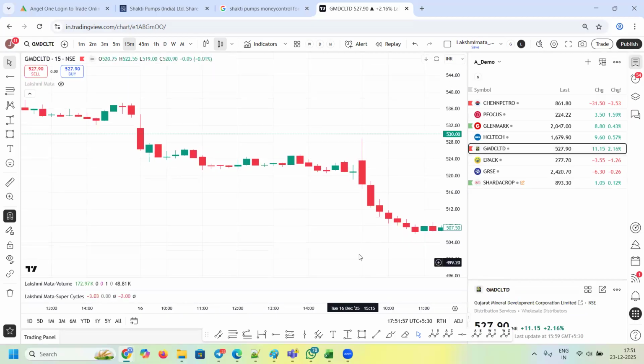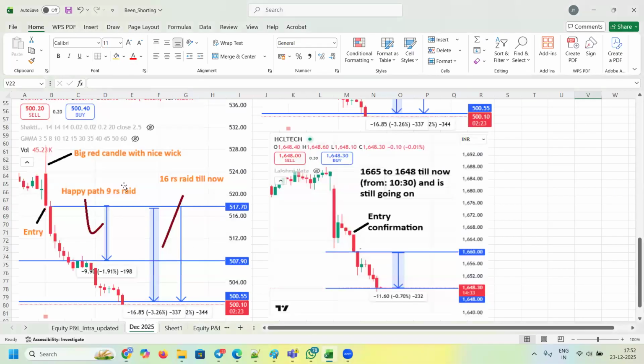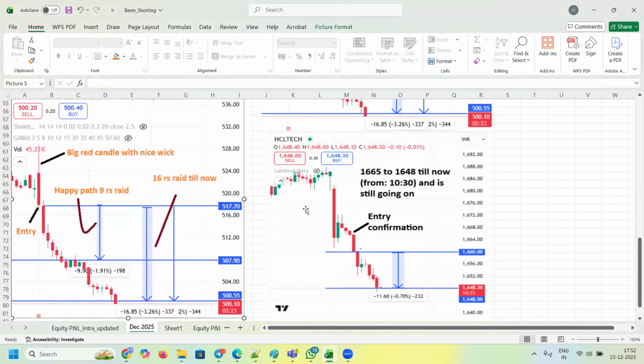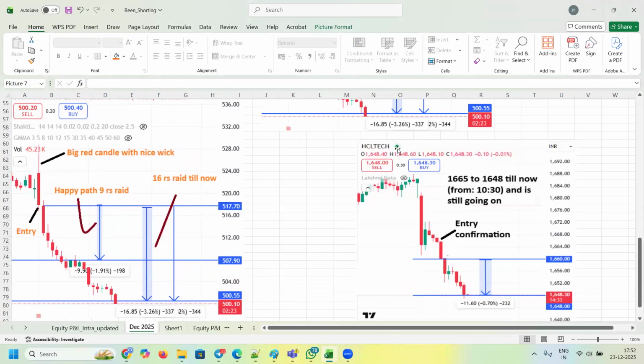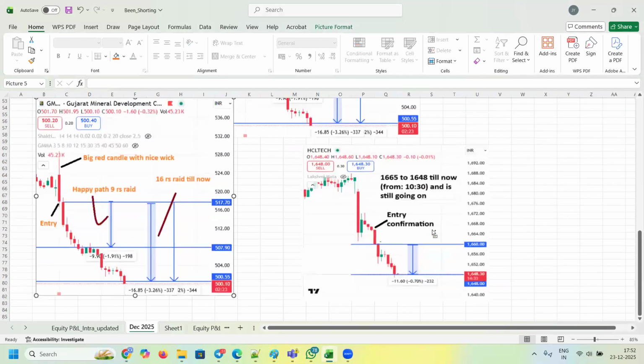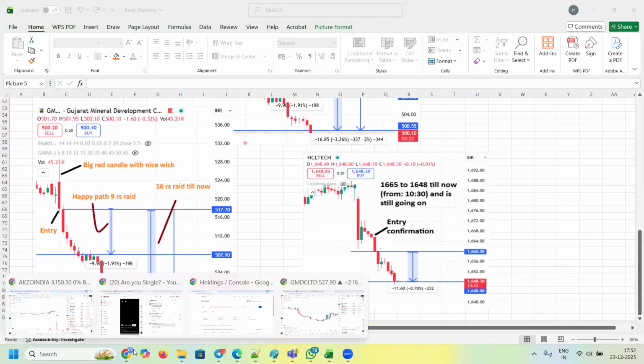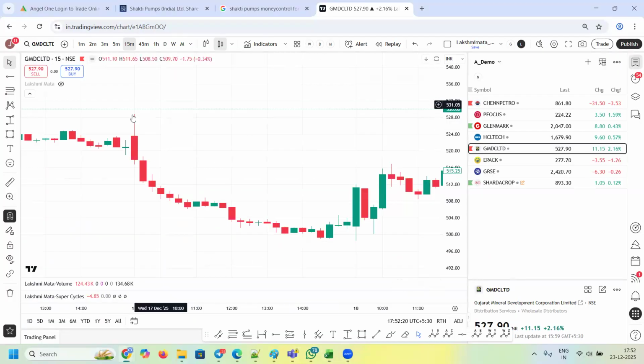Then, see again, this one, GMDC. I think this also I have sent. See? Can you see this? That time only I have mentioned. Big red candle with nice wick. That one only I was telling. Big red candle with nice wick.